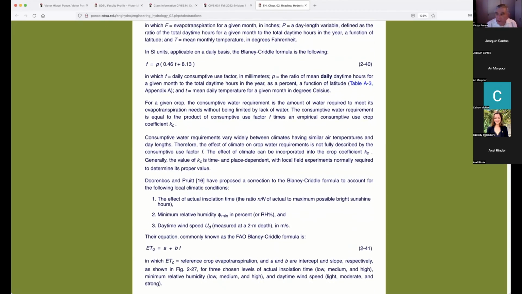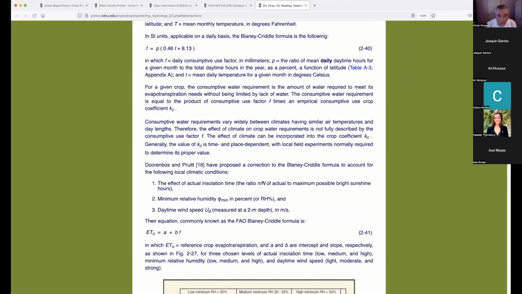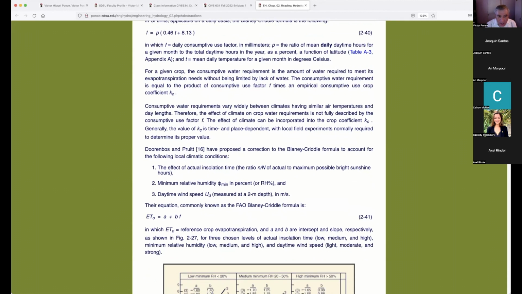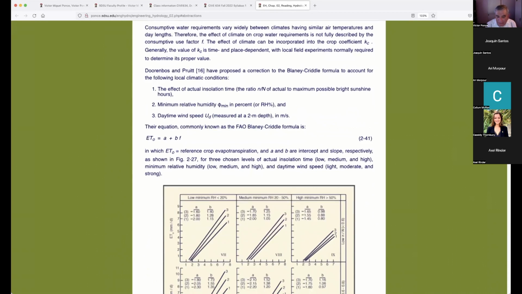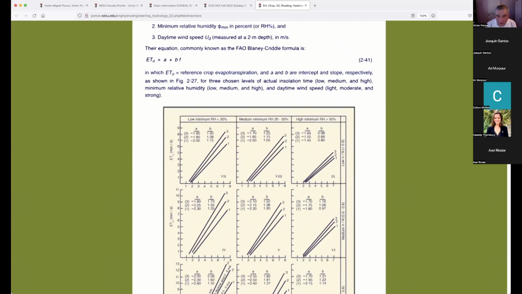Okay, over the years though, the original Blaney-Criddle formula has been modified, changed. There's the formula by Doorenbos and Pruitt, who received wide endorsement throughout the world in its time, maybe 30, 40 years ago. And they proposed a correction. And the correction was expressed by a graph.